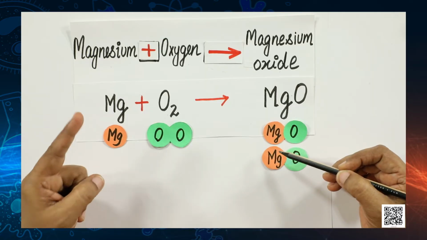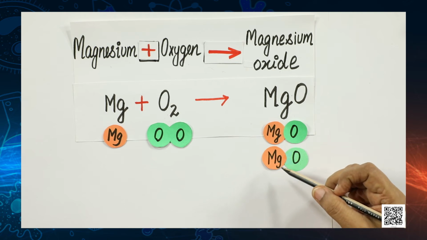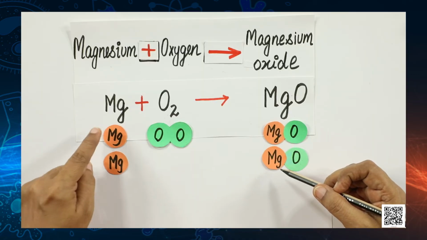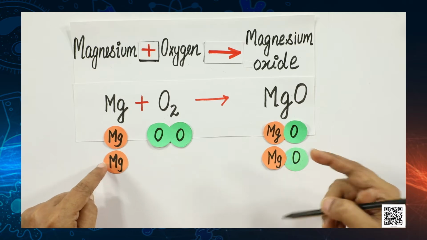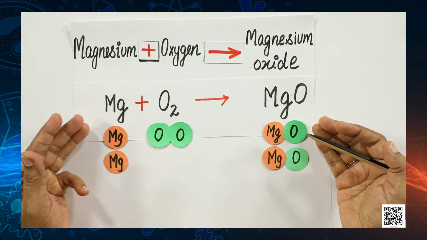So, let us again count the number of magnesium and oxygen. The oxygen atoms are 2 over here, and on the right hand side 2 oxygen atoms. So, they are balanced now. Oh, but what have we done to the magnesium? Magnesium has become 2 on the right hand side, and here only 1. So, let us balance this also. Here I am putting another atom of magnesium, and yes, now they are balanced. So, this is the visual representation of balancing.